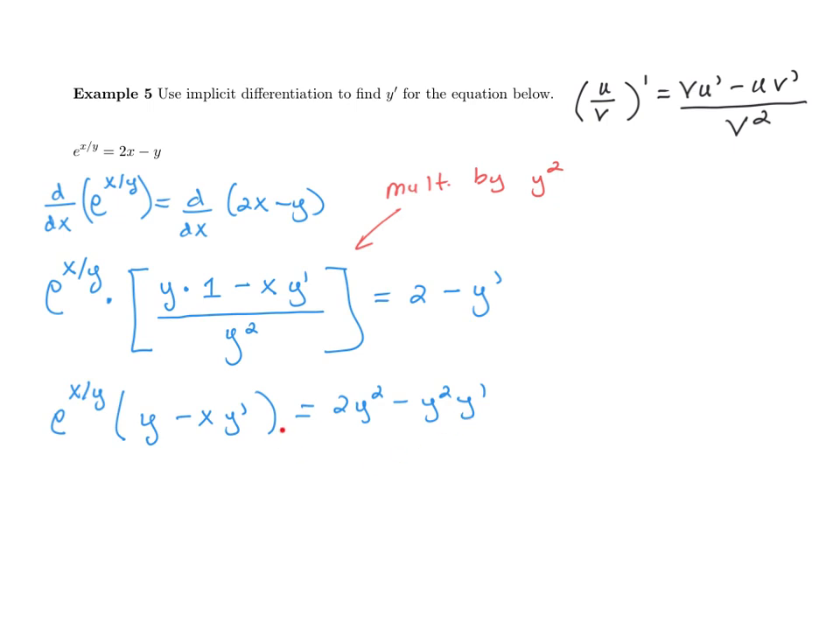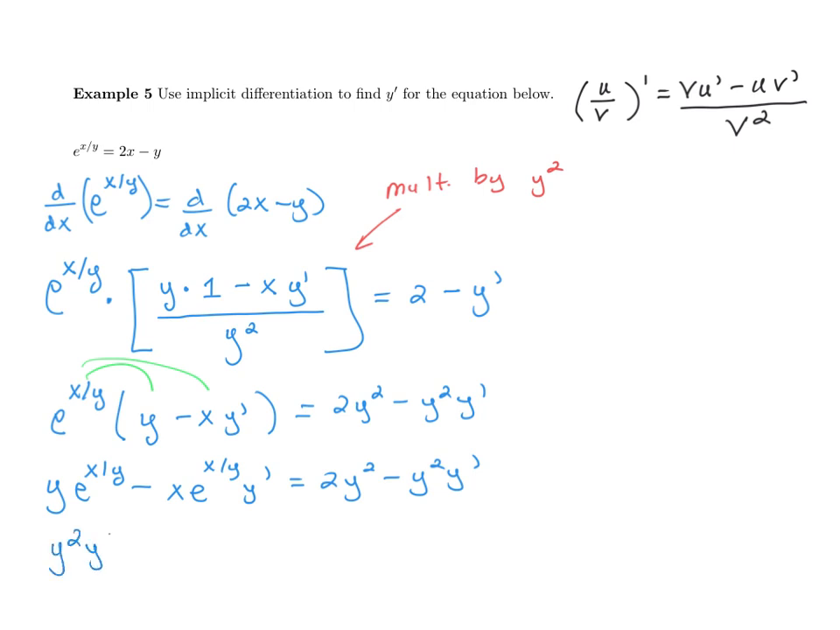I want to bring this over here, and I don't want this here, meaning I want to move it to the other side. Before I can do that, I'm going to distribute this e to the x over y into both terms. So I'm going to multiply this here and here. We get y e to the x over y minus x e to the x over y y prime is equal to 2y squared minus y squared y prime. I now can freely move things from one side to the other. I'm going to leave this alone, but I'm going to add this to this side of the equation. I'll leave this alone, and I'll subtract this to the other side. I'm doing this in one step.